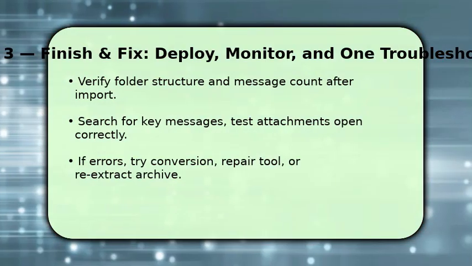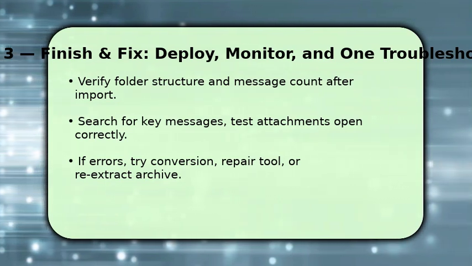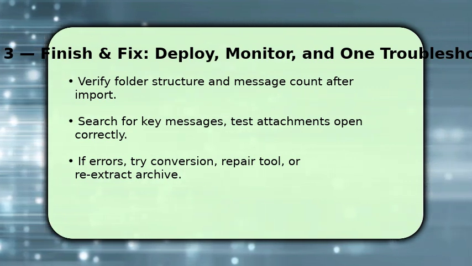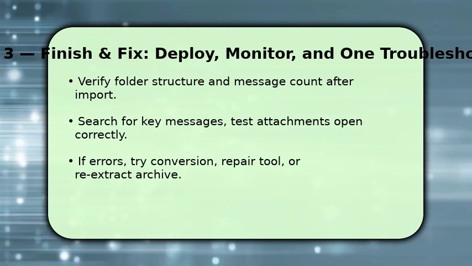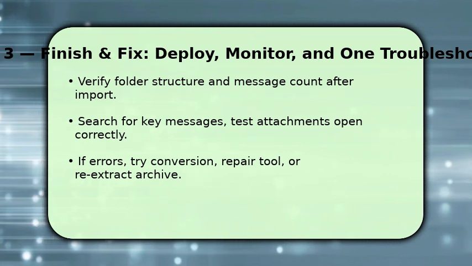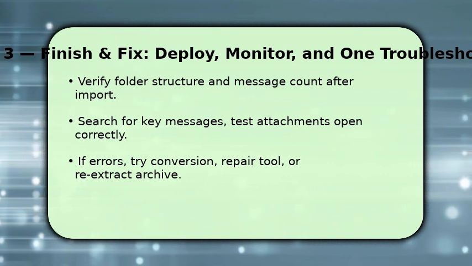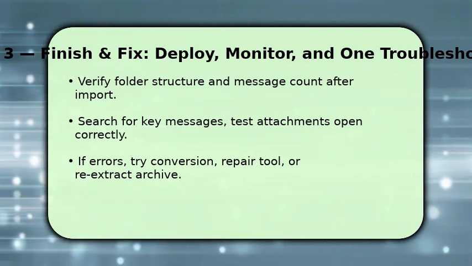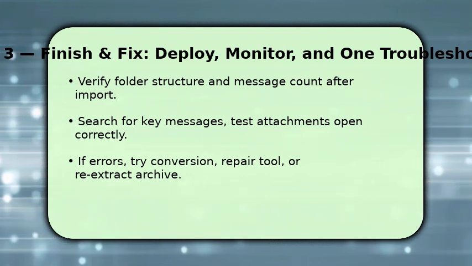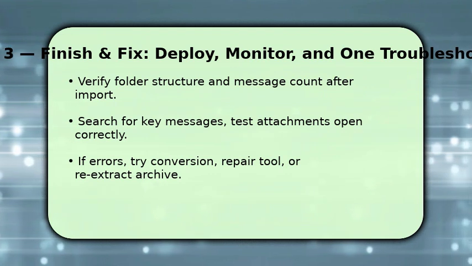Finish by confirming everything transferred correctly. Check folder names, counts, and a few random messages for attachments and headers. If messages are missing or corrupted, stop and compare sizes to the original archive. Then try repairing the file with the client's repair tool or re-extract with a different archiver. A common fix is converting the file format and re-importing. If you still hit errors, revert to your backup copy and repeat the process. This prevents permanent loss and clarifies what failed.